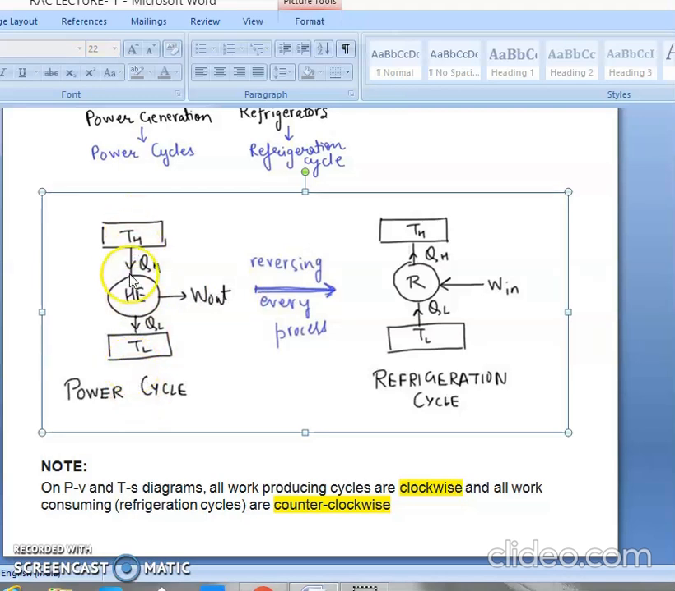So therefore, heat is converted into work. So we are getting external work. Therefore, this is known as power cycle. The reverse of this is known as refrigeration cycle.